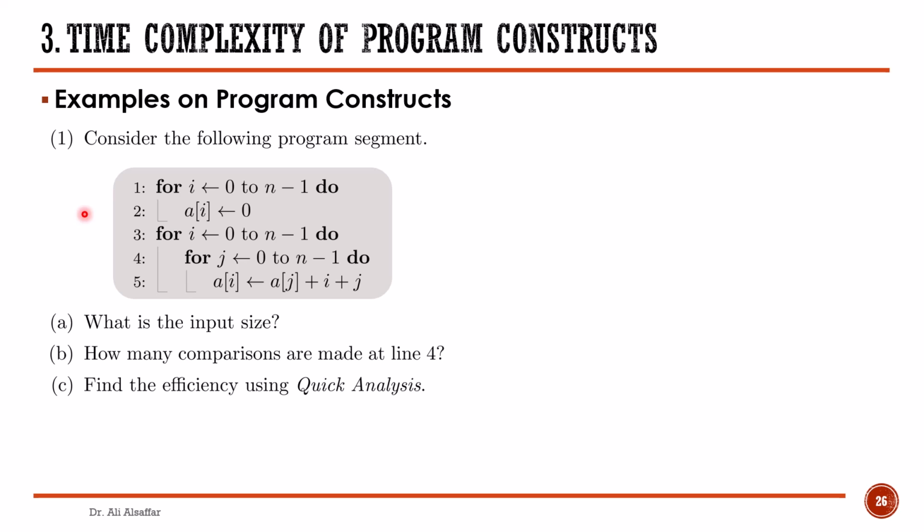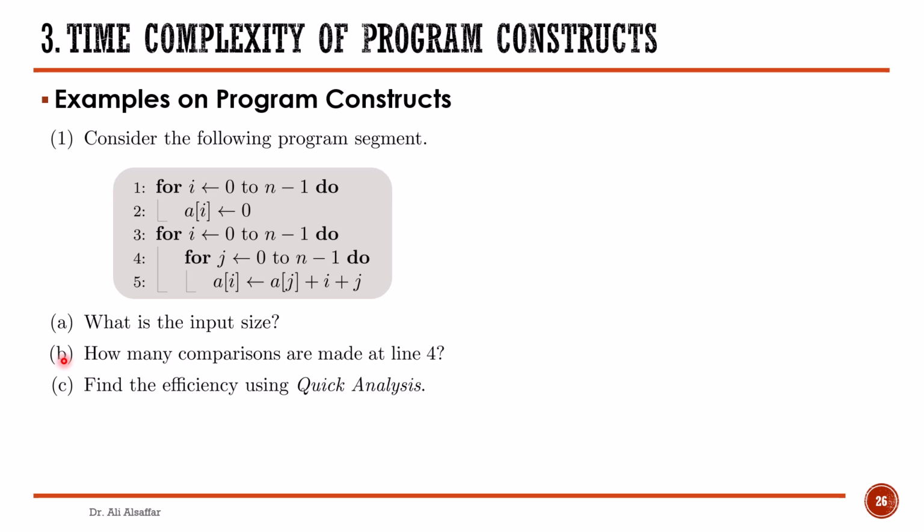As you can see, the first for loop depends on a variable n, and if this n is increased, then the number of iterations also increases. And if you look at the two nested loops, they also depend on the variable n. So the input size is basically the variable n.